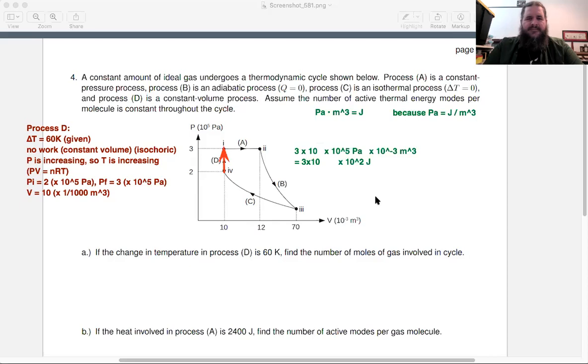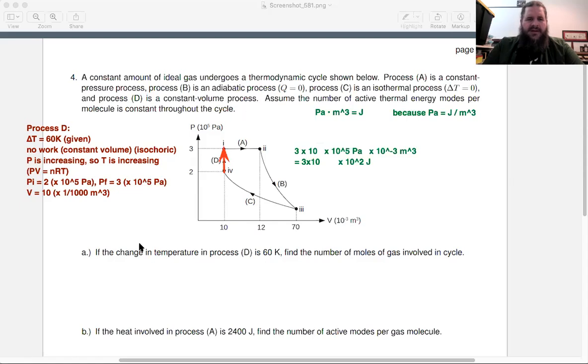Just to make sure, you're doing this to find PV. Yeah, if we're multiplying pressure times volume. Okay. And I think we are going to want to do that because we're trying to find how this relates to temperature. And I think we can use the ideal gas equation for that. We don't know what the temperature is, but we at least know how much it's changing.